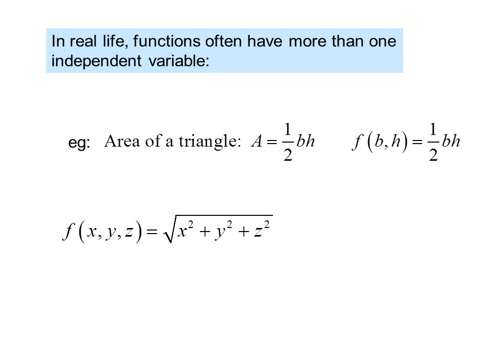F of x, y, z equals radical x squared plus y squared plus z squared could be interpreted as the length of the diagonal of a box. It could also be written w equals radical x squared plus y squared plus z squared.